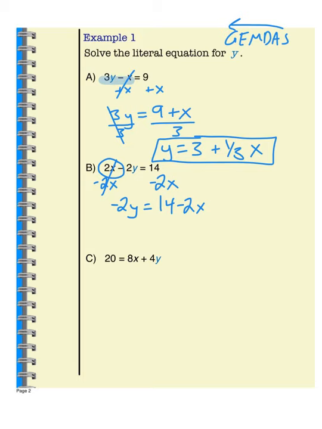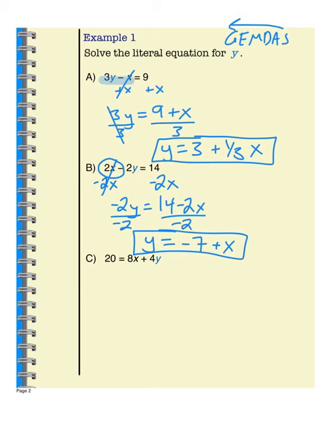Remember, technically those are addition, which is why we subtracted 2x to get rid of it, because 2x was positive. But because it was subtracting 2y, the 2y stays negative. That's why there's a negative sign in front of the 2. All right, and then we have one more step. We have to divide by negative 2. And we get y equals 14 divided by negative 2 is negative 7. Negative 2x divided by negative 2 is just 1x.